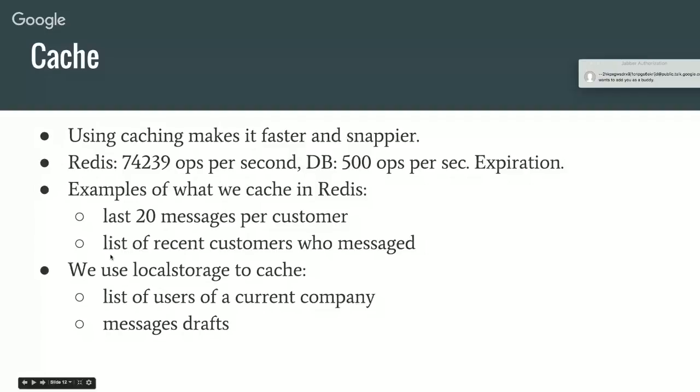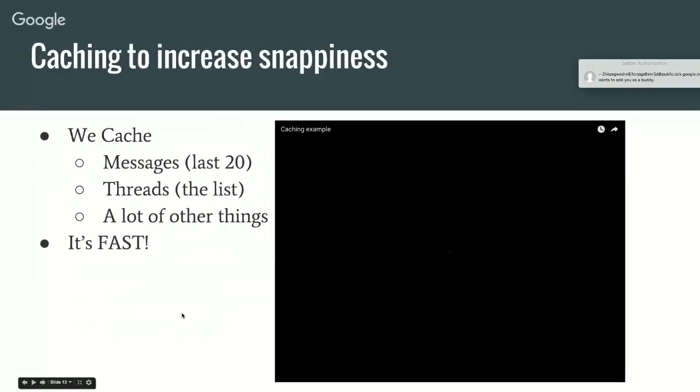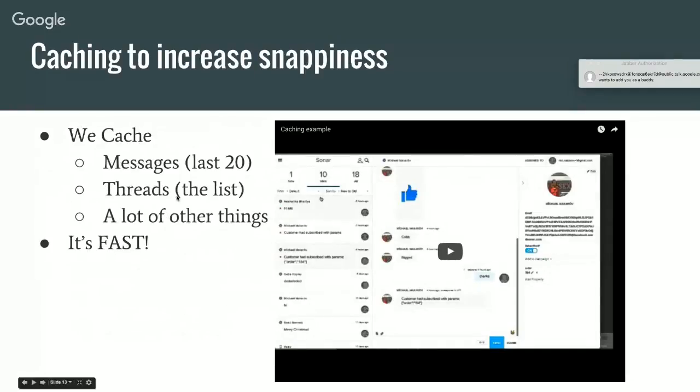We also use local storage to cache. It's pretty convenient. For example, a list of users, like our workers, barely changes, and if it changes, we use WebSocket to sync. But we keep it in local storage, so it's really fast. And message drafts, we also keep in local storage. So when you open our app, it syncs, but we keep it in local storage, so it's even faster. So we recache to increase snappiness.